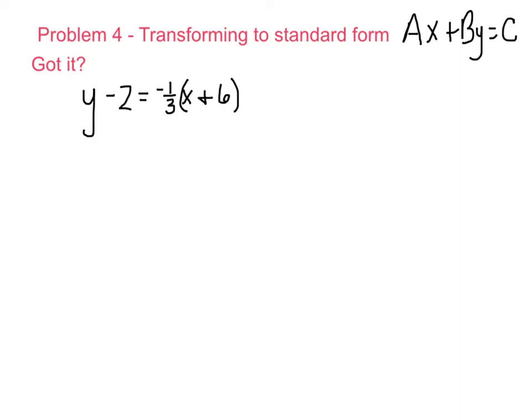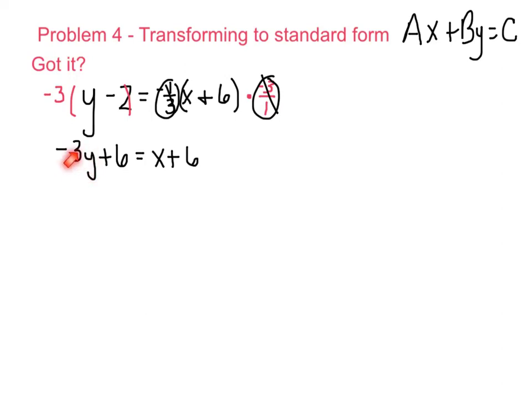How do you get rid of a fraction? You multiply by its reciprocal. So if I multiply by its reciprocal, I'm going to times the right side by -3/1, or -3, and the left side by -3. Remember, that's -3/1. So I distribute the -3. You are going to get -3y plus 6 equals, this right here and this right here cancel. You're left with x plus 6.